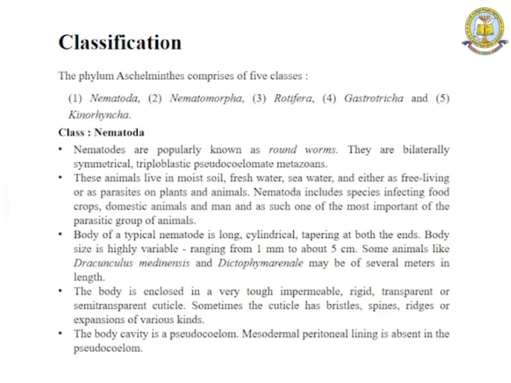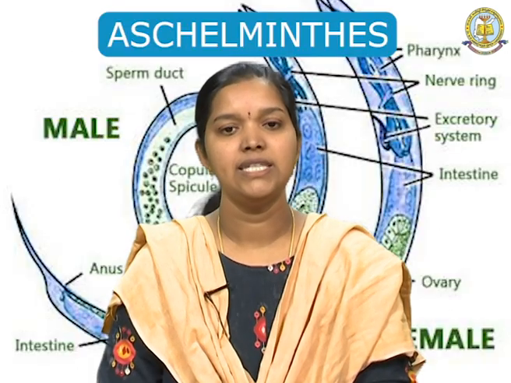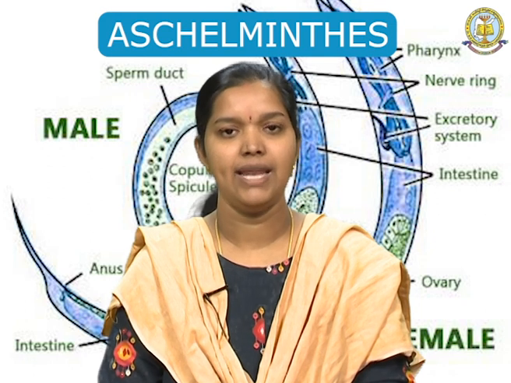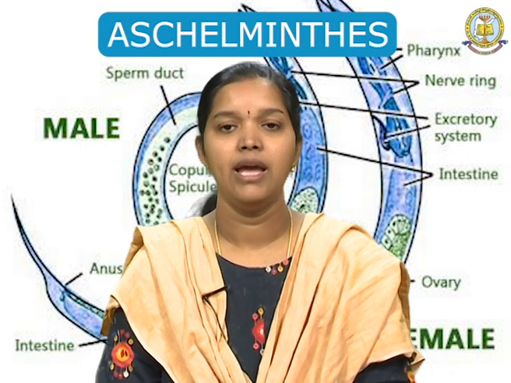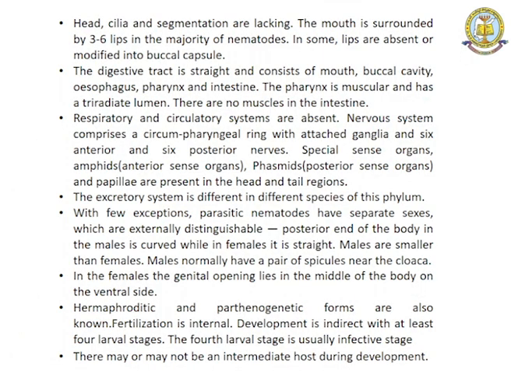That means the body cavity is present, but it is not of mesodermal origin, and mesodermal peritoneal lining is absent in the pseudocoelom. Then the head, cilia and segmentation are lacking. That means we do not find any head or cilia or segmentation, and the mouth usually has 3 to 6 lips around, and most of the organisms even lack these lips. And the digestive tract is straight from the mouth to anus with musculature seen in the region of the pharynx.